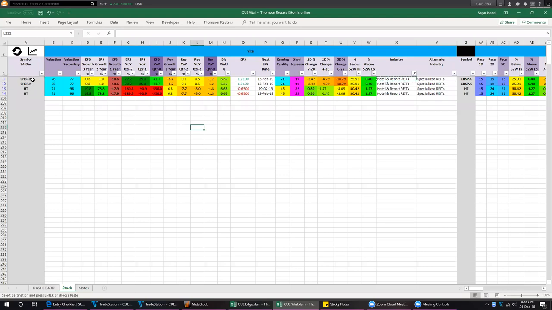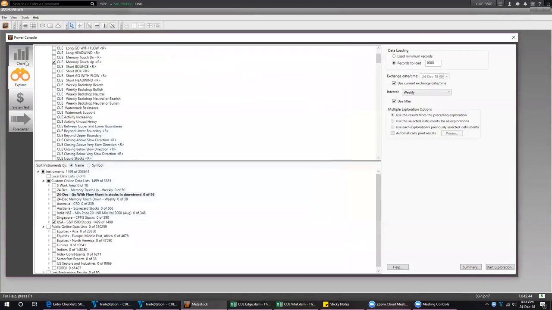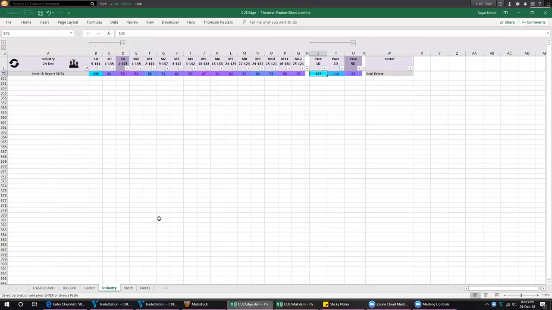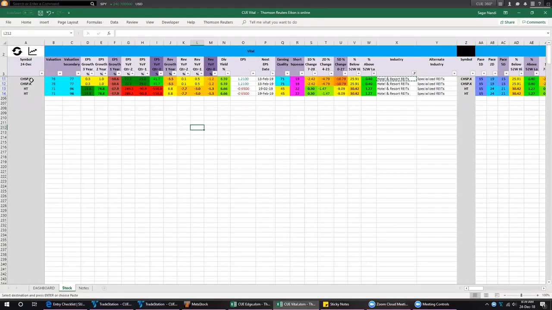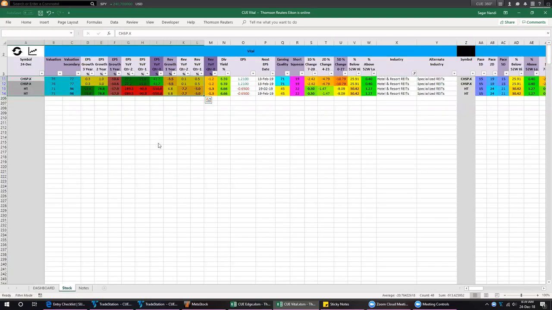Because we selected using multiple criteria, the same stock came twice. What we can do now is simply open the charts directly. In the charting, I'm going to use the default weekly daily template. And if I come back to Q Vital, I can highlight these rows or these cells in any way. In dashboard, I have to select Q Global. If I select Q Elite, I can transfer the symbols to radar, but let me open directly in Q Global. So I select Q Global and click the chart button.